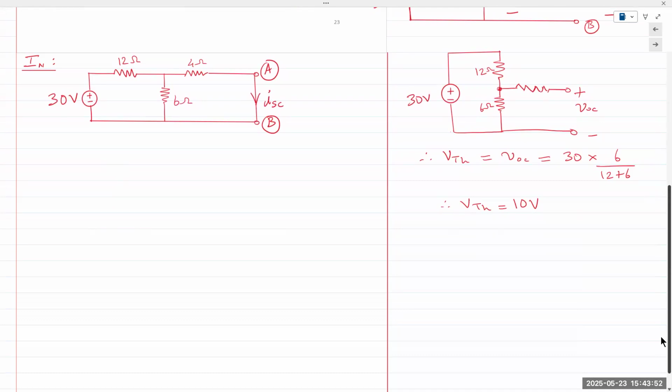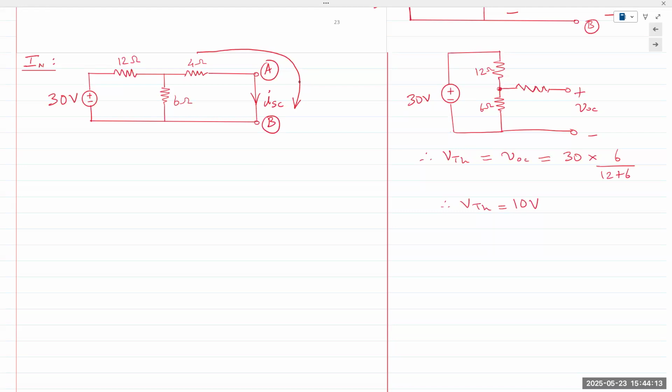We want to determine the short circuit current, ISC. But because it's shorted, if you take the pathway and you extend it backwards, what else can we say about this short circuit current? It is the current that is flowing through the 4 ohm resistor.